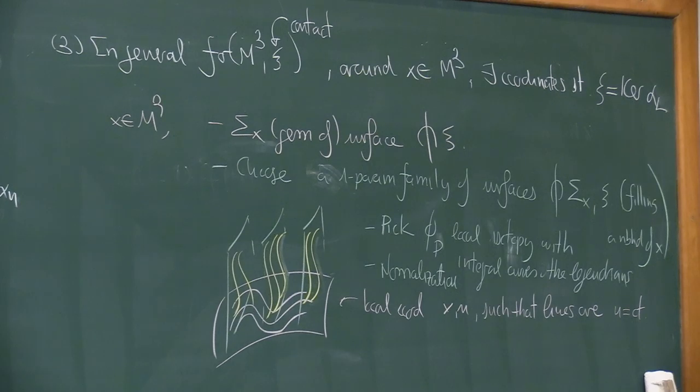Okay. So more examples. So these are examples in low dimension. I really wanted to, at the very beginning, illustrate what's the meaning of maximal non-integrability, to give a hint of the existence of local normal forms for contact structures. And now I want to go to examples in bigger dimensions.